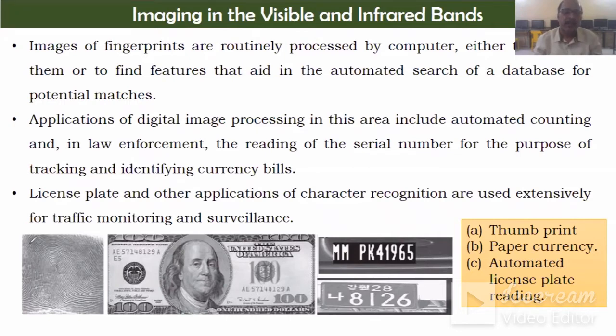See, this thumb impression is used in image processing in two ways. So either this image will be enhanced or it is used to find the features of that thumb, and these features are used for the searching purpose. So these are the two main purposes of this thumb impression. Thumb fingerprint scanning can be used for two purposes.